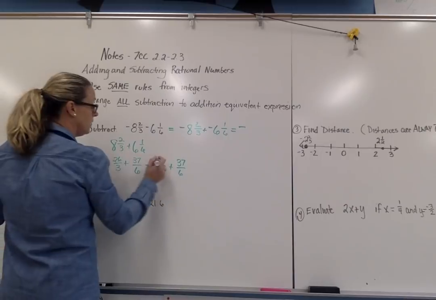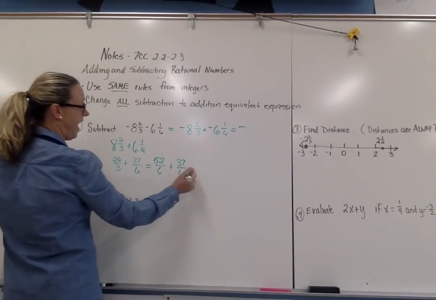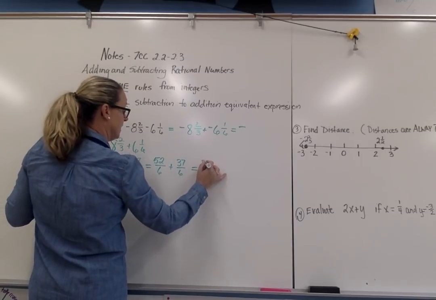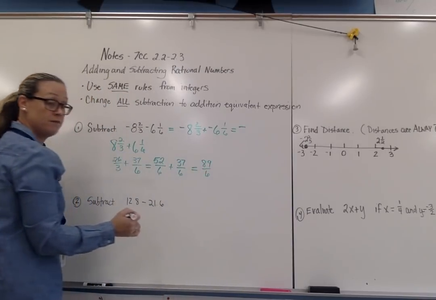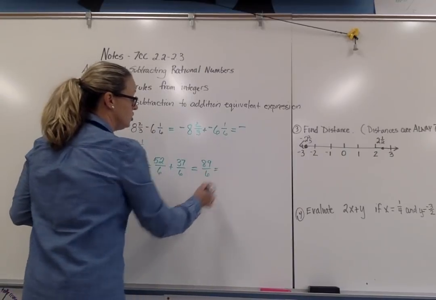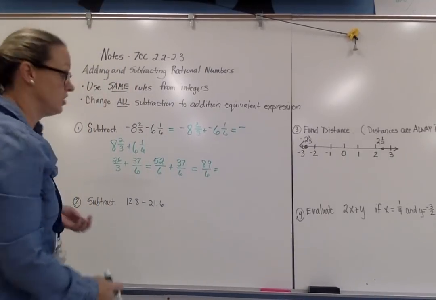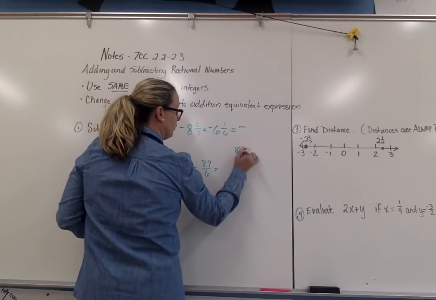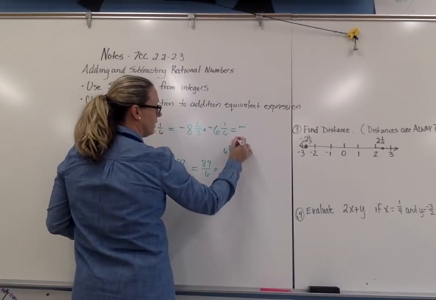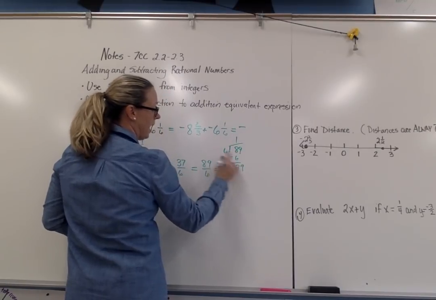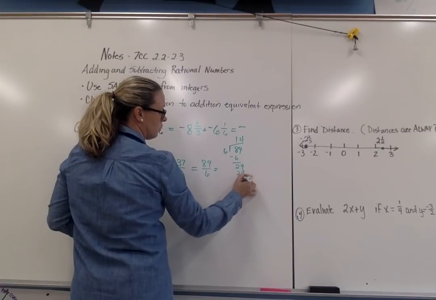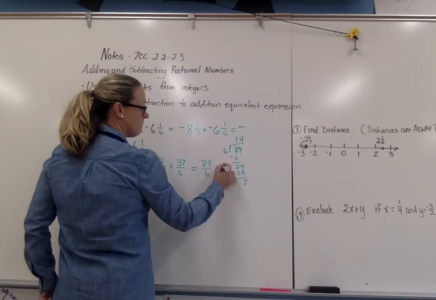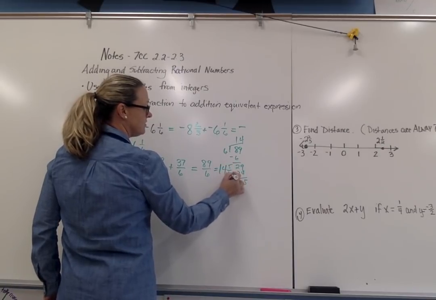26 times 2 is 52. I'm going to add now the numerators. 52 and 37, that's 89 sixths. I'm going to change that to a mixed number. 6 goes into 89. If I don't know that, I'm going to doodle it over here. That goes in there 1 time, 29. That goes in there 4 times, 24. And I have a remainder of 5. So my answer is 14 and 5/6.